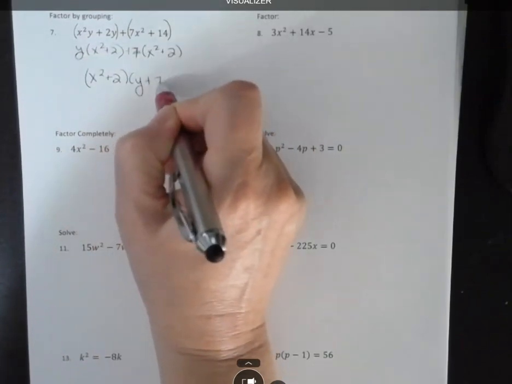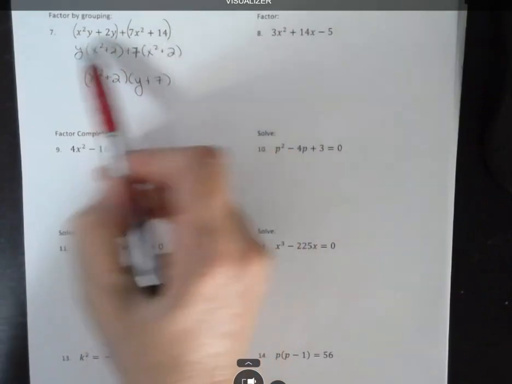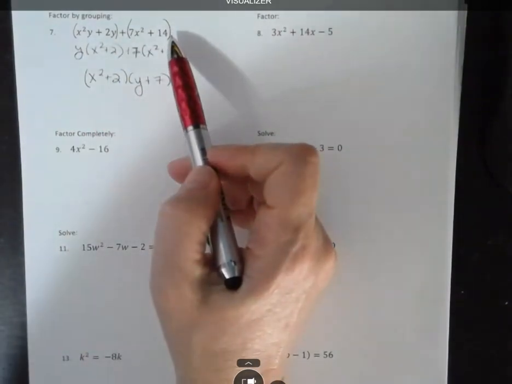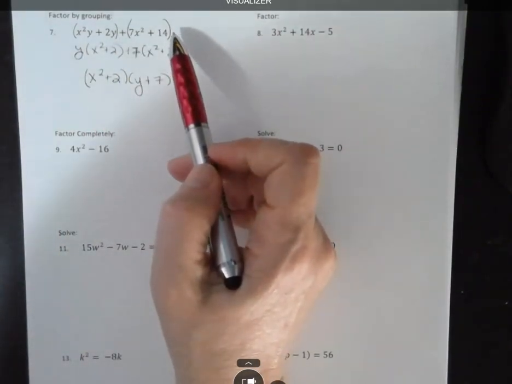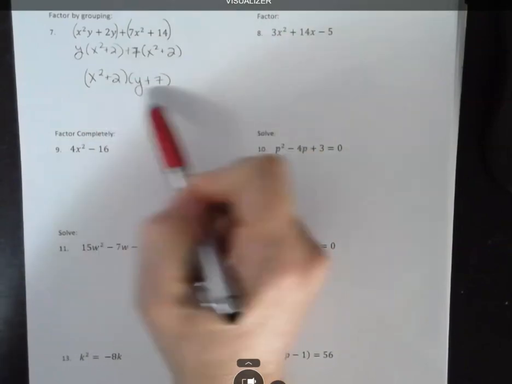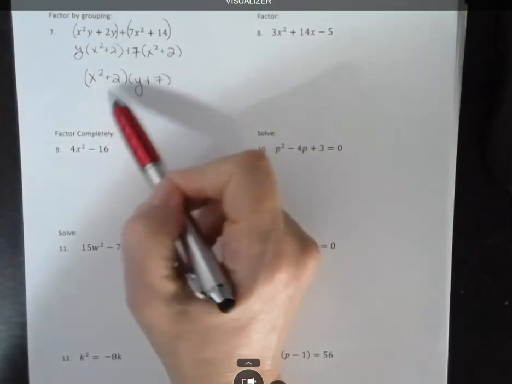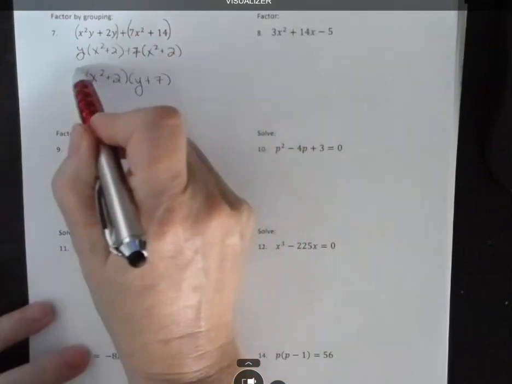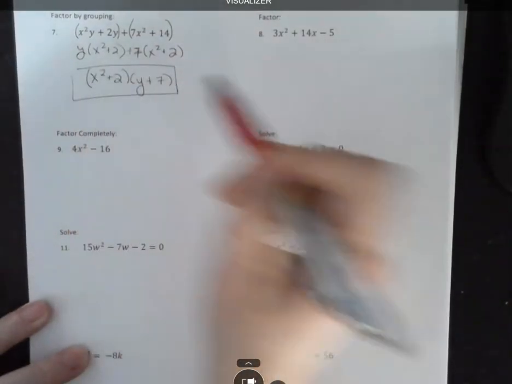I'd always want to look to see if there's a common factor I can take out of this, which there was not out of the whole set. And I also want to look when I get down to here as a second chance to say, can I factor this any further? And neither of those can go any further, so that's as much as you would get.